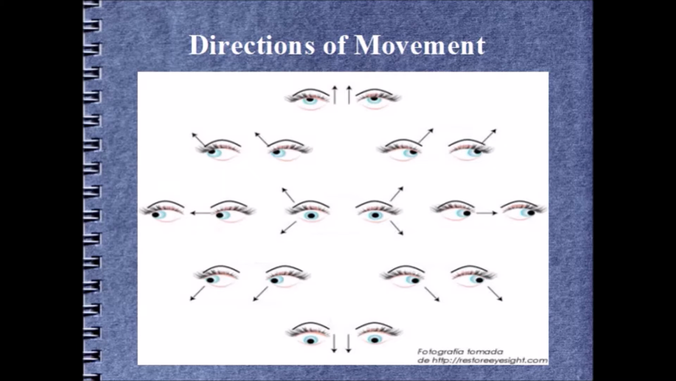Here are some directions of movement that you can do for eye exercises. So at the top you have looking up, and then below that you have looking to the diagonals, and so on and so forth. And those are the directions of movement, and you can pause the video again if you need to write these down or study them.